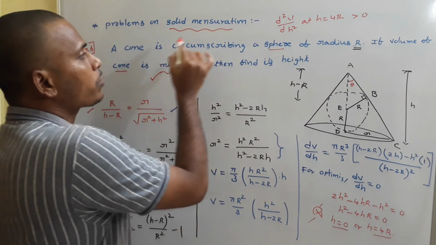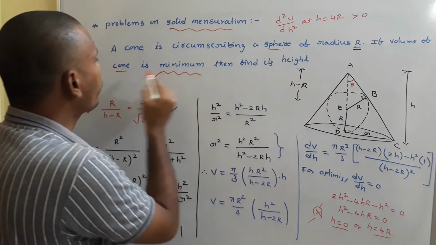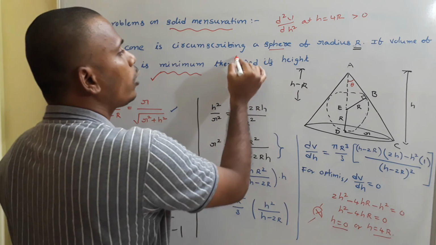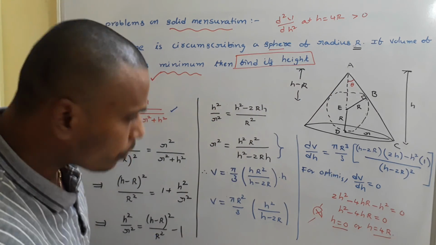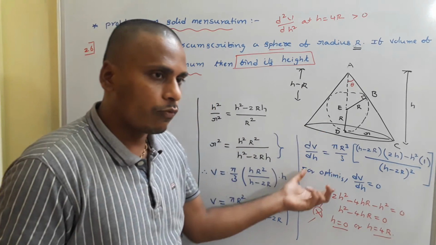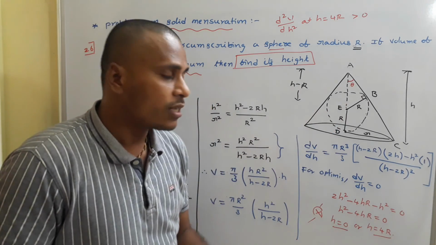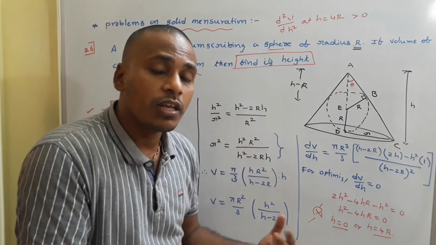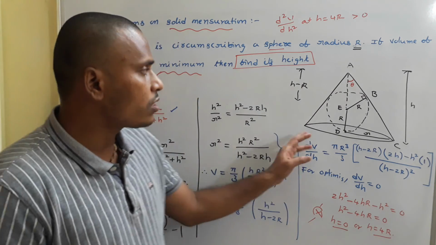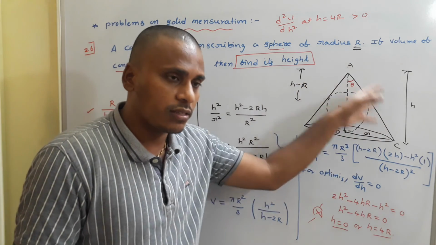A cone is circumscribing a sphere of radius r. If the volume of the cone is minimum, then we need to find its height. So suppose this is the cone of minimum value which is circumscribing the sphere. Circumscribing in the sense cone is outside of the sphere, inscribing in the sense cone is inside of the sphere. So since the problem is about circumscribing, this is the position.